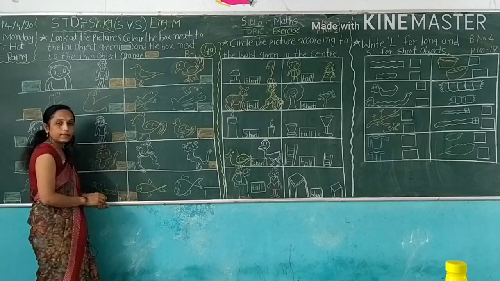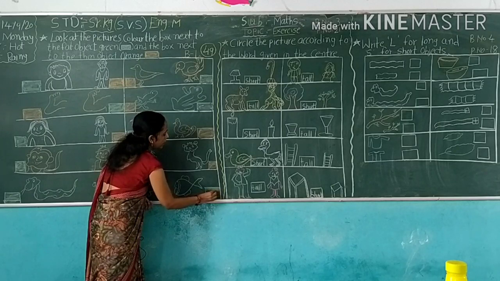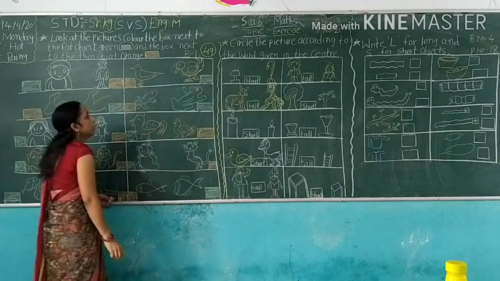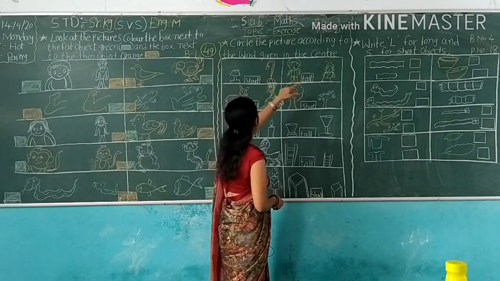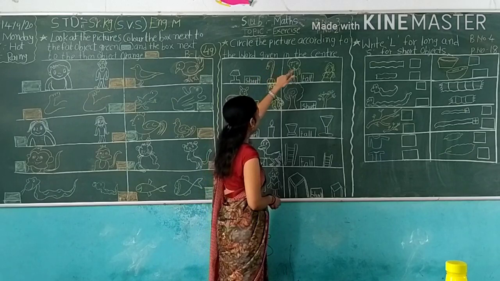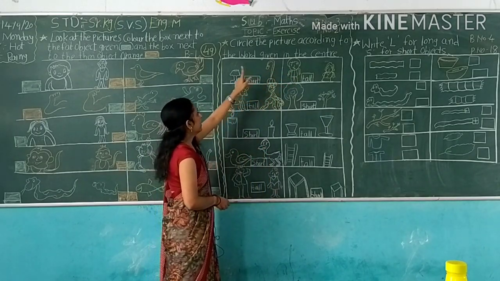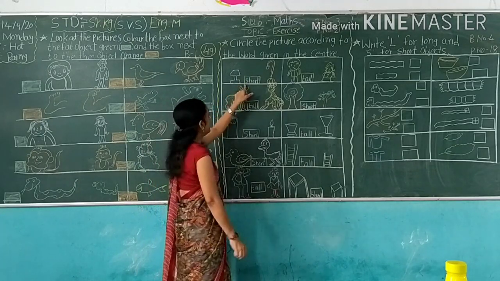This fish is thin and this fish is fat. So here color in green. So student, our next exercise is circle the picture according to word given in the center. Here center में जो word लिखा है उस पर circle करना है. Okay? Which word right here? Tell me.